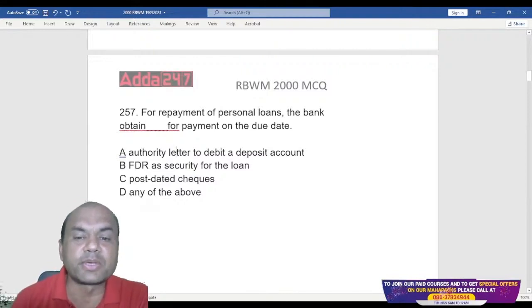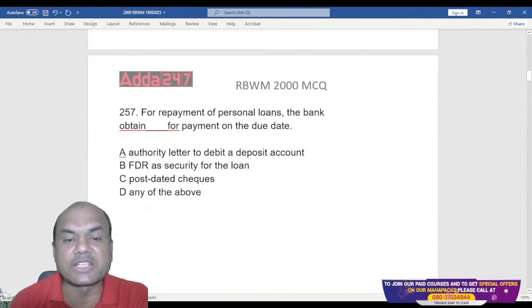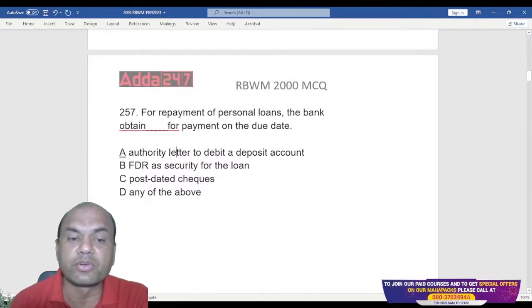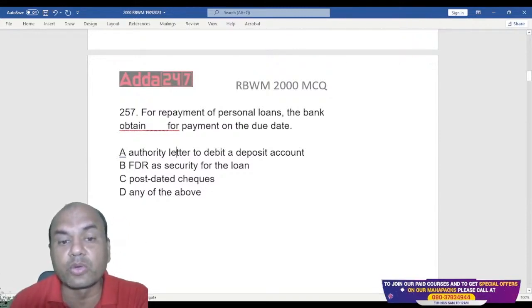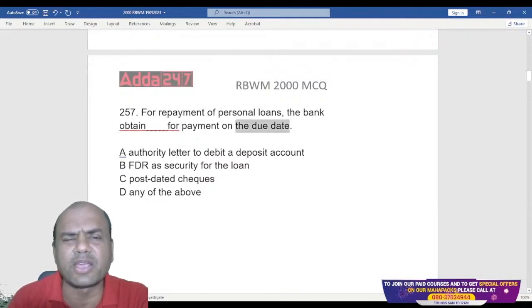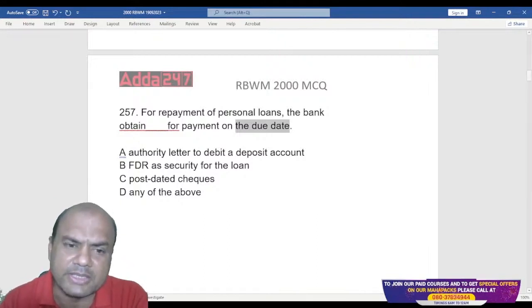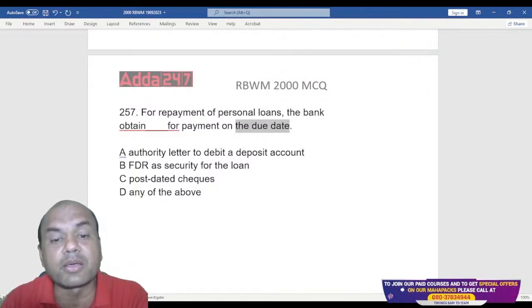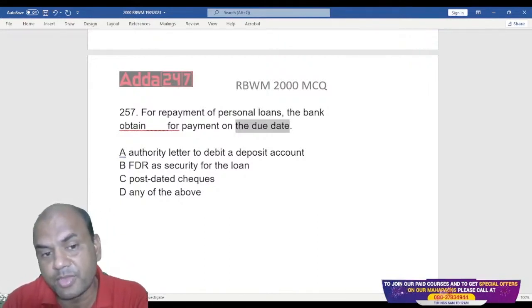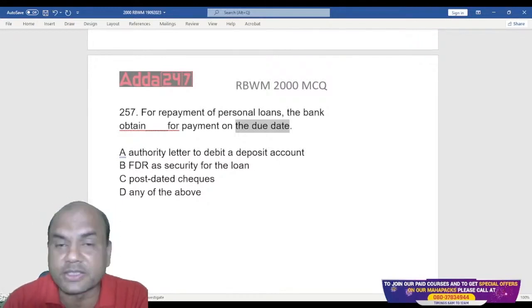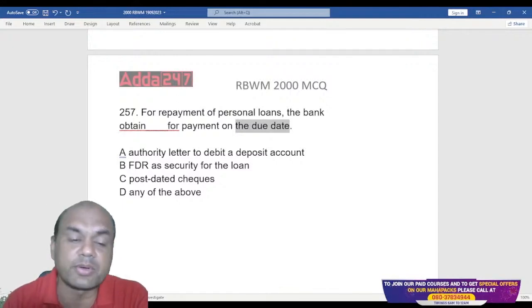For repayment of personal loans, banks obtain dash for payment on the due date. So, what do the banks obtain? On the due date, the customer should pay. Means every month we have that EMI date, right? So for that date, what do the banks take? Authority letter to debit a deposit account, FDR as a security for the loan, post-dated cheques, or any of the above.